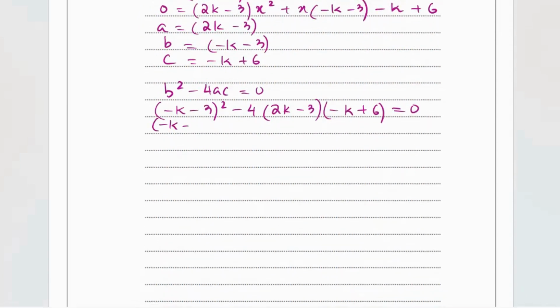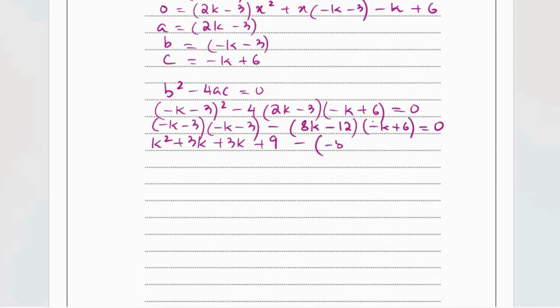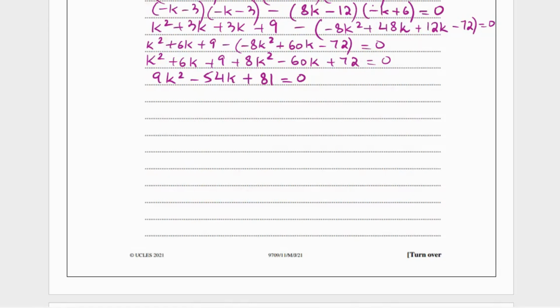Expand the bracket: negative k minus 3 times negative k minus 3, and 8k minus 12 times negative k plus 6. That gives k squared plus 3k plus 3k plus 9, and negative 8k squared plus 48k. Let's simplify this first because all of them come in the 9 times table. So k squared minus 6k plus 9 equals 0.